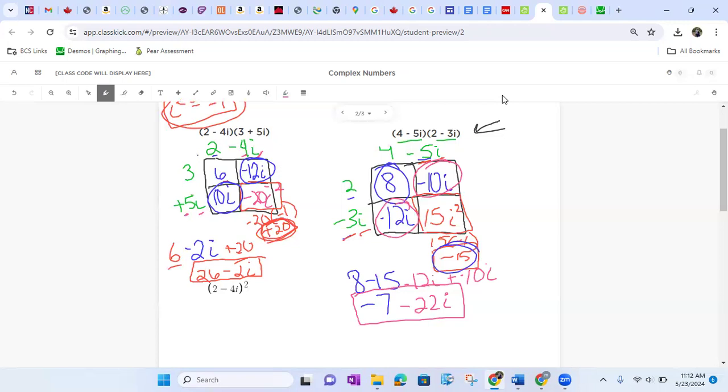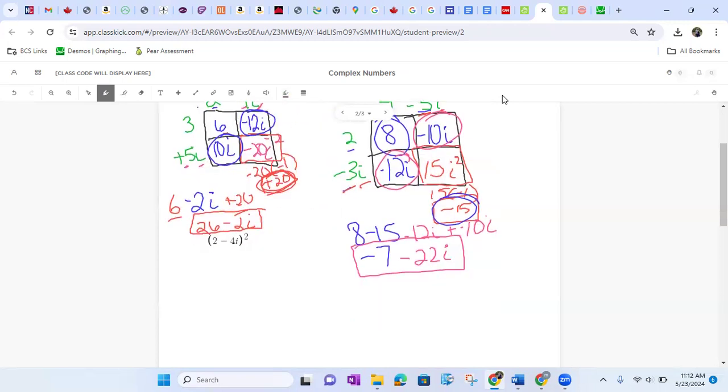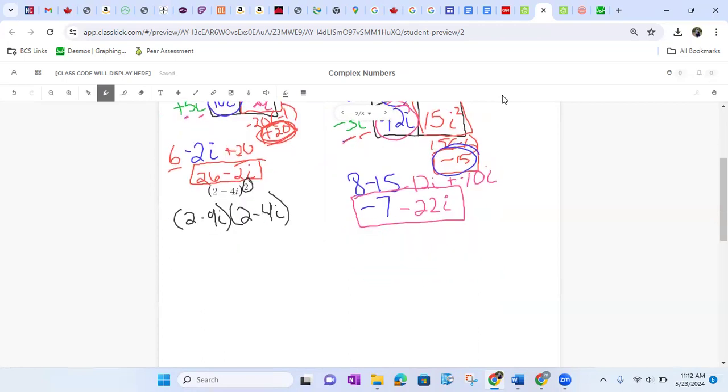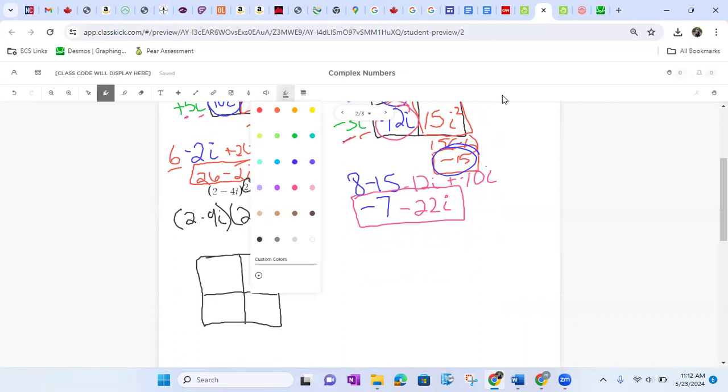Now when we go to this last one down here, we just simply have to remember that we have a squared. So look at that, 2 minus 4i squared. Well, what does that just simply mean? That means that there's 2 of them. 2 minus 4i. We're squaring it, so there's 2 of them that are multiplying. And we're going to go back to the exact same method that we've been using. We're going to go to the area model. Like I said, if you like first, outer, inner, last, that's cool. But for this one, I really like the area model.